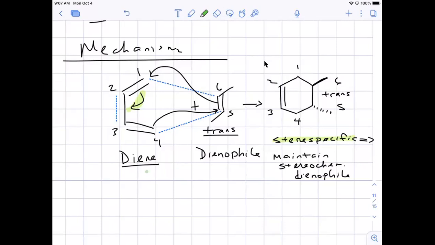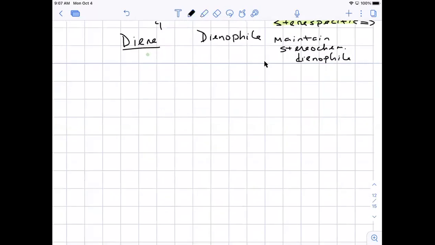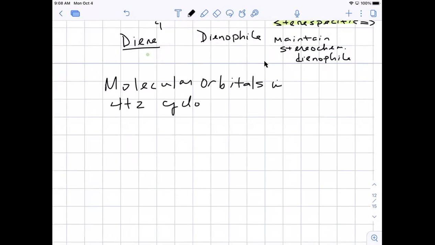And now we want to talk about another aspect of the reaction that deals with the molecular orbital aspect of this reaction. So we're going to talk about, right, and we'll use the transition state to discuss it.